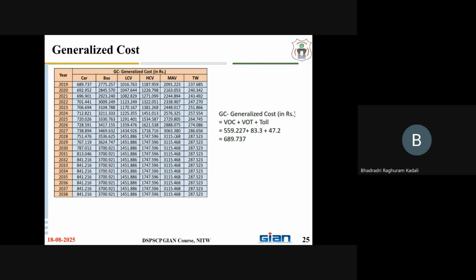So now we need to find out a generalized cost. First of all, what is meant by the generalized cost? We have the value of the time, then the vehicle operating cost, then the tolls respective to the base, put together. So we are generally estimating a generalized cost value.